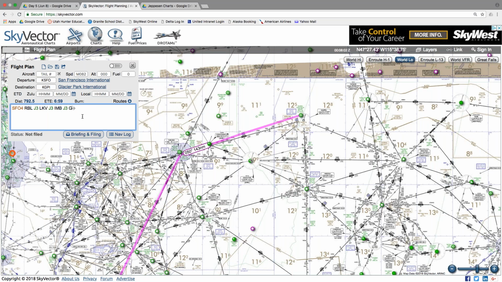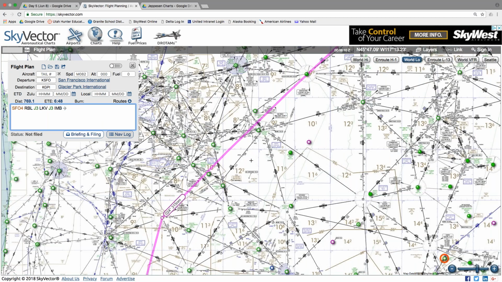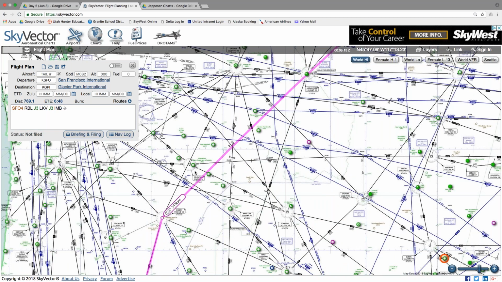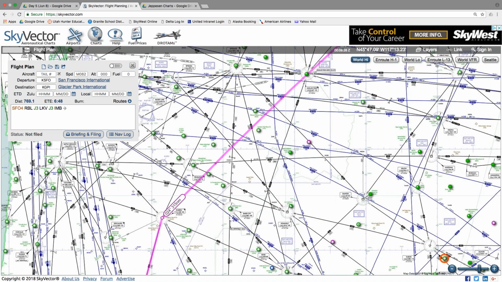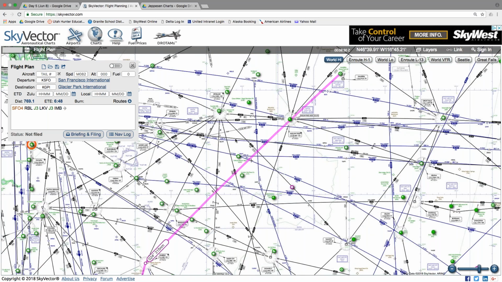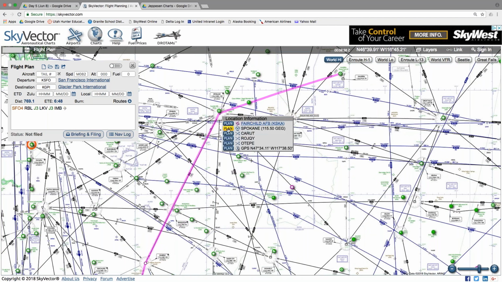Oops, hold on. And from here, let's go back to our high chart real quick. Back to the low. No, there's not a Victor route that will connect us in there. So let's plan right there.